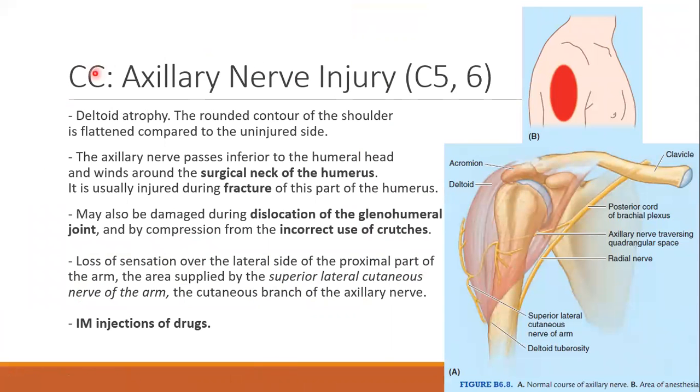Okay, so axillary nerve. Here is the picture I was talking about that's showing you the cutaneous innervation over the upper limb, right where the deltoid is. You can injure the axillary nerve if you fracture the surgical neck of the humerus. You can have injury during intramuscular injections of drugs. You can injure it if you have a dislocation of the glenohumeral joint. And you can injure it if you have incorrect use of crutches. And so it ends up with like a compression injury here.